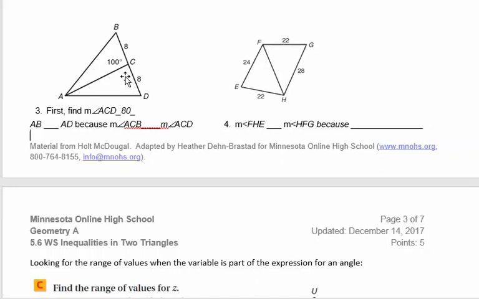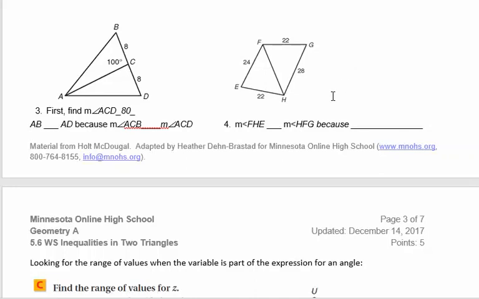So if this is 80, now we're going to compare side AB, which is this length here, and the length of side AD, which is this length. So now we can look at what angles are opposite those sides. Opposite side AB is this angle, angle ACB. And opposite the side AD is this angle that we just found the measure of, which is the measure of angle ACD. So then you'll be able to compare after that.